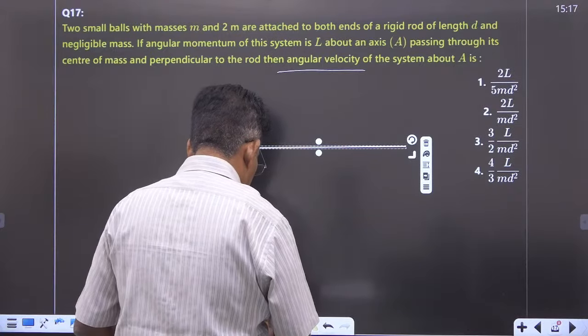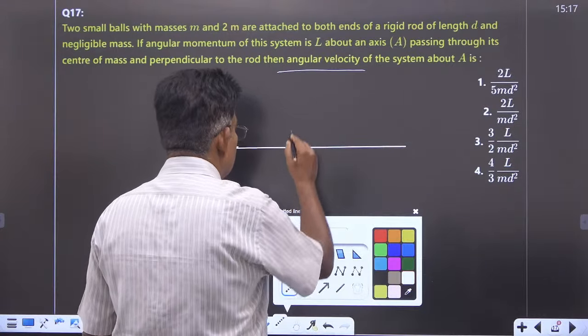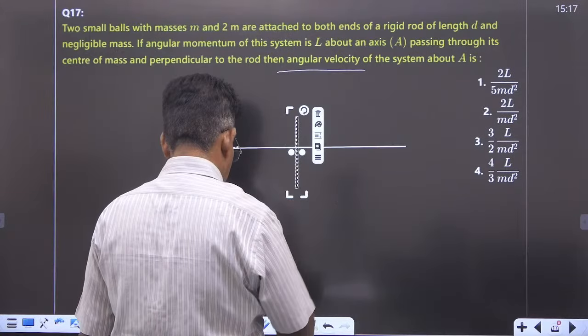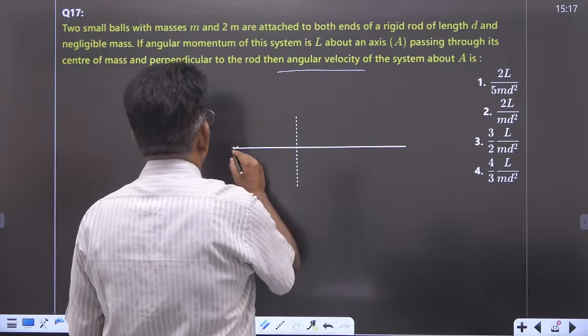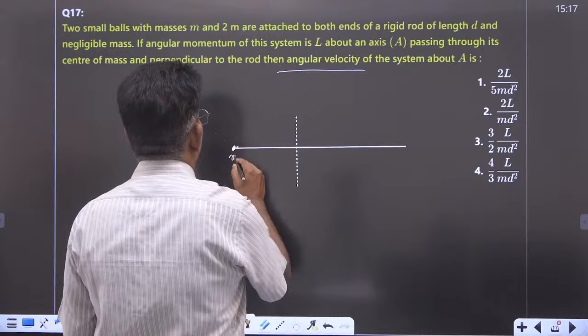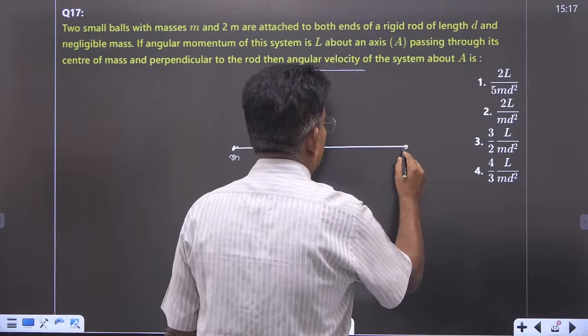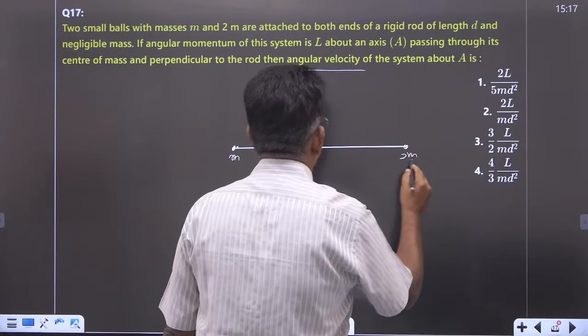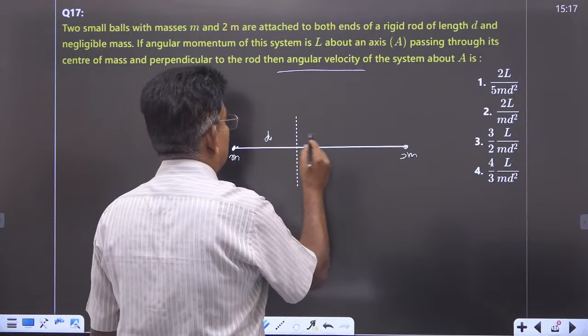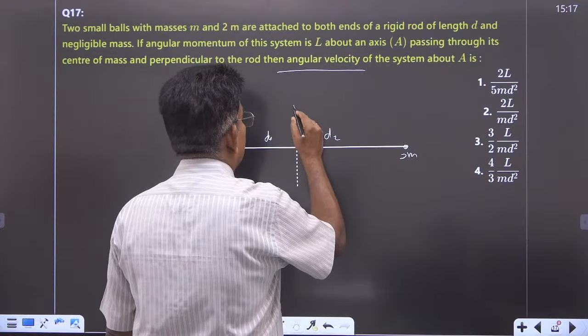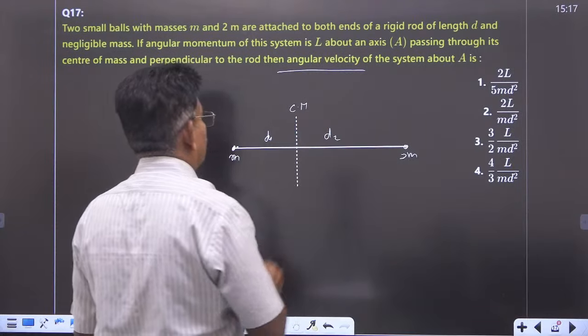And this is the axis of rotation. This is mass M. This is mass 2m. This distance is d1. This distance is d2. This is the axis passing through the center of mass.